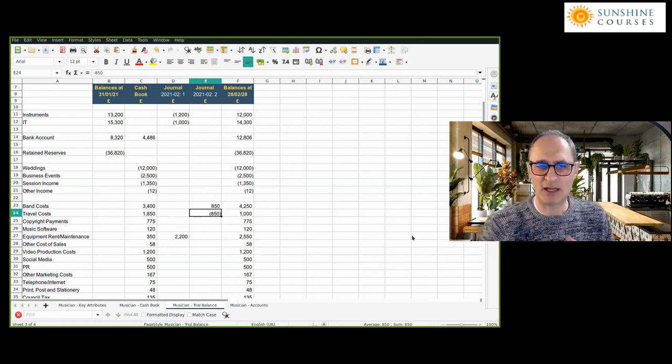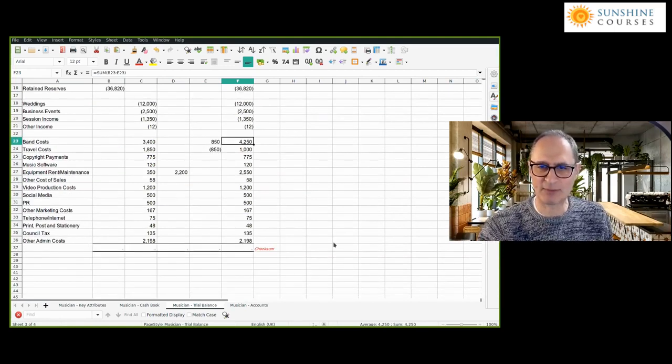So we put that through as a journal, and there's another journal where we put through some cost to travel when actually it related to the band costs. So of that £1,850, £850 should have been a band cost. This journal corrects it by reducing the travel costs and increasing the band costs. Put these through to the trial balance. Happily, our checksum comes to 0.